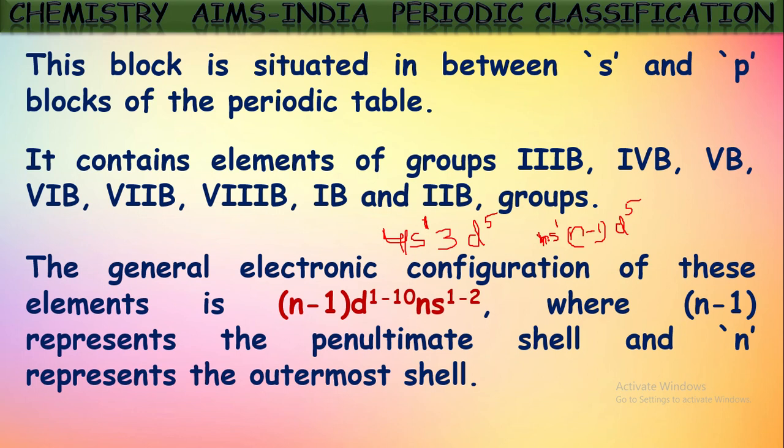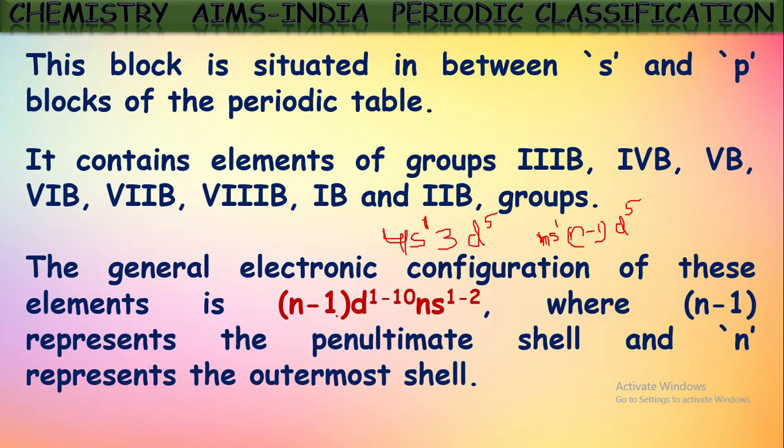So for the remaining elements, it will be ns2 only. But only for two elements, chromium and copper, it will be ns1. So to represent these two elements also, ns is taken as ns1 2. Otherwise, it can be taken as ns2 directly. But because of these two elements, copper and chromium, it is to be mentioned as ns1 2.